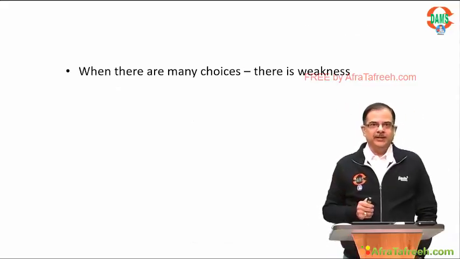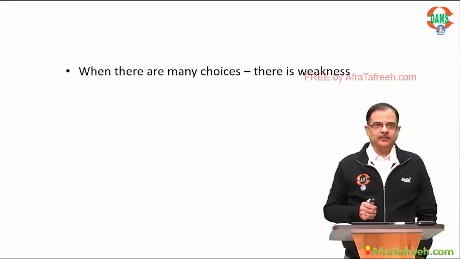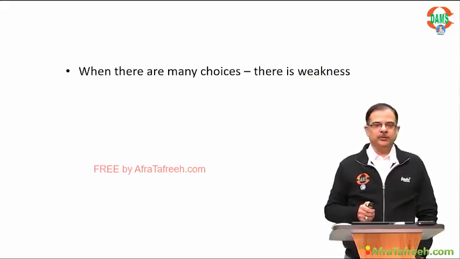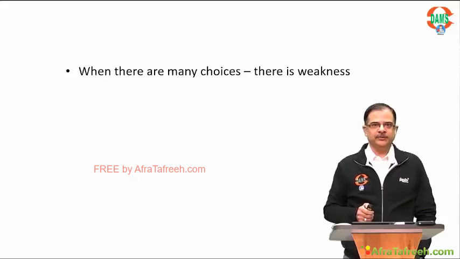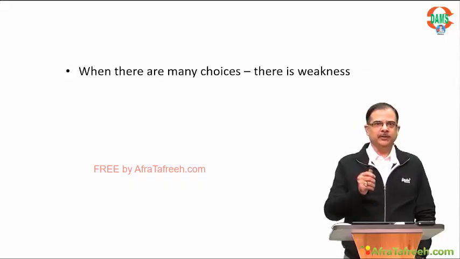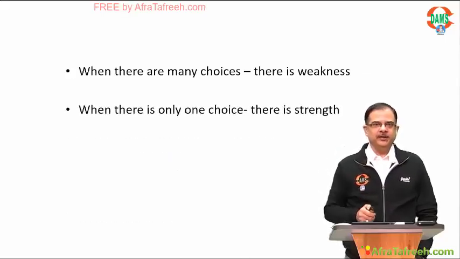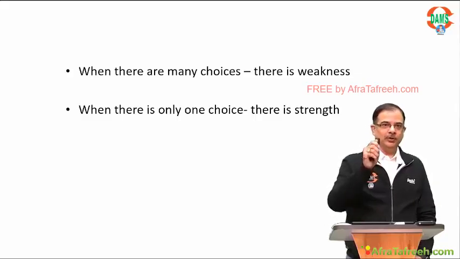When there are many choices, there is weakness. If you are given many choices, you will do PG, PLAB, USMLE, civil services, and there will be weakness. You will not be able to succeed. But if there is only one choice, there is strength, there is success. So make no plan B. This is all plan A.